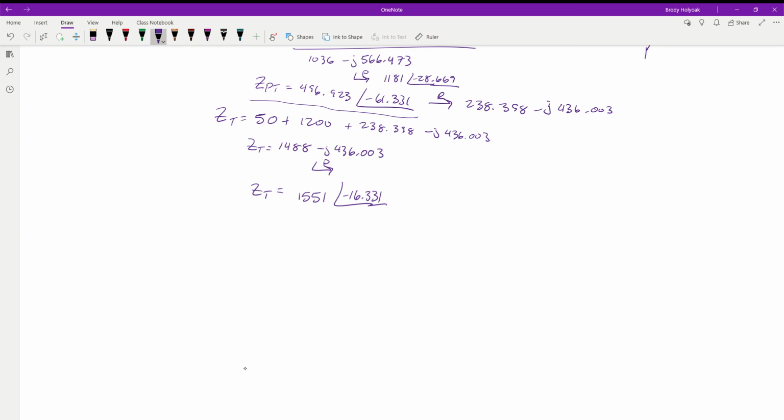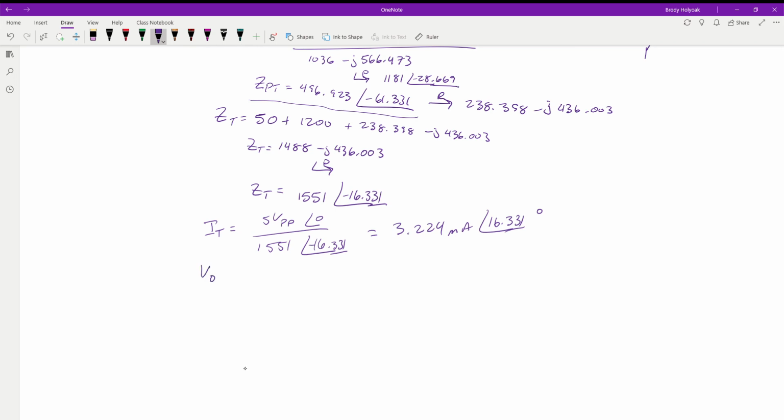We're going to solve for the current. So the current is going to be our 5 volts peak to peak, at a 0, divided by the 1551 at a negative 16.331. That's going to give us 3.224 milliamps at an angle of 16.331 degrees. So right there's where I was telling you that it flipped from negative to positive. So when we multiply our current times this value, that's when we should see the 45 degrees appear.